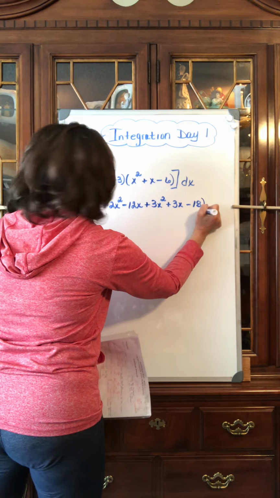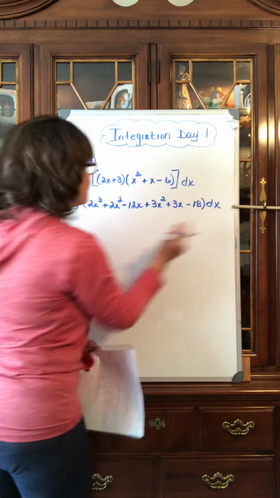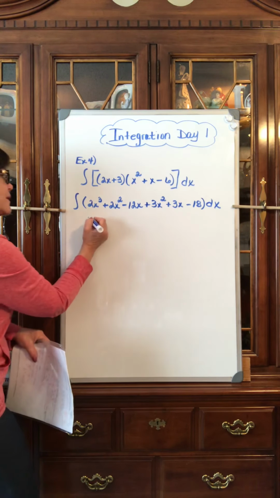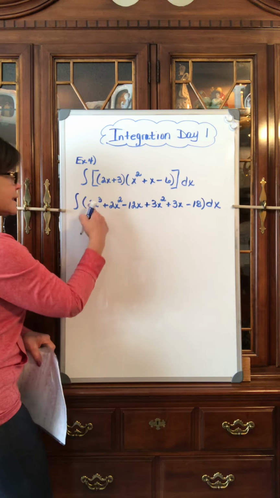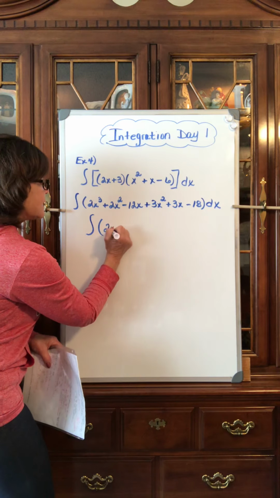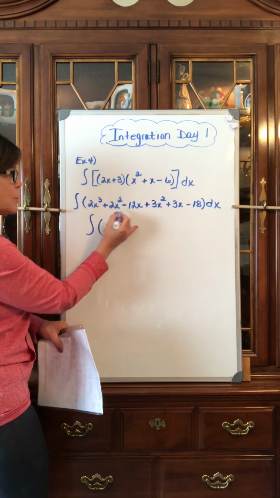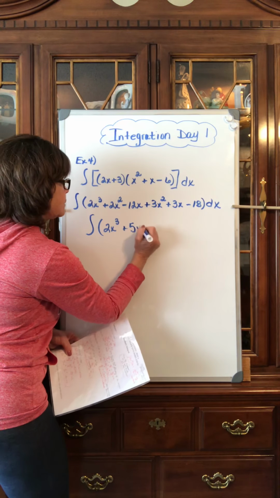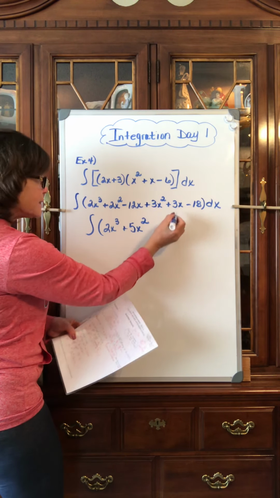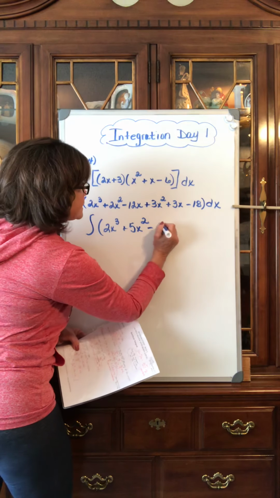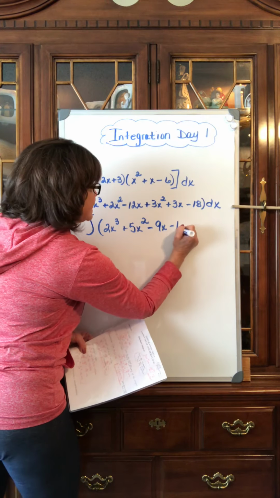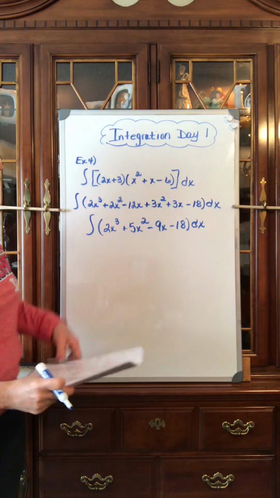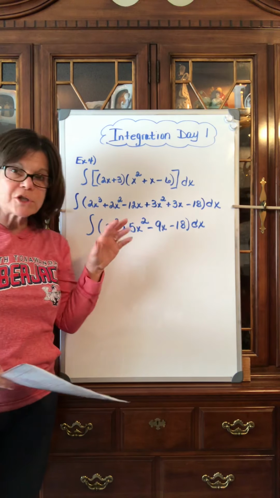This is still our function that we're integrating, so I need my integral symbol and dx. I'm just going to combine like terms for this function, so we're going to integrate. This is the only x cubed term, so we have 2x cubed. This 2x squared and that 3x squared gives us 5x squared. Negative 12x plus 3x is minus 9x, minus 18 dx. Okay, so we've multiplied those together. We have our function that we're integrating.